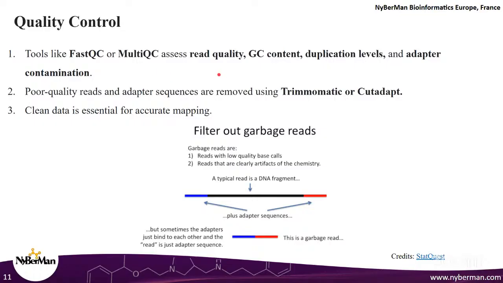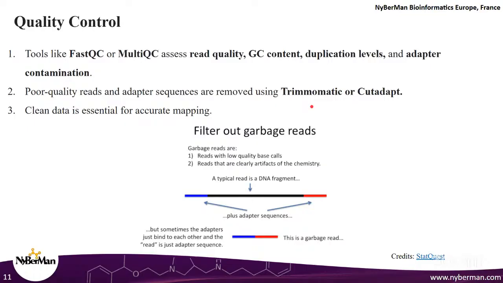So we basically try to quantify or calculate metrics such as read quality, the GC content of the sequence, the duplication levels in the sequence, the adapter contamination in the sequence, etc. And eventually, as I said, after quality control, if I have poor quality reads and adapter sequences, I can remove them using tools such as Trimmomatic or Cutadapt. Trimmomatic is what we will be using during our internship.